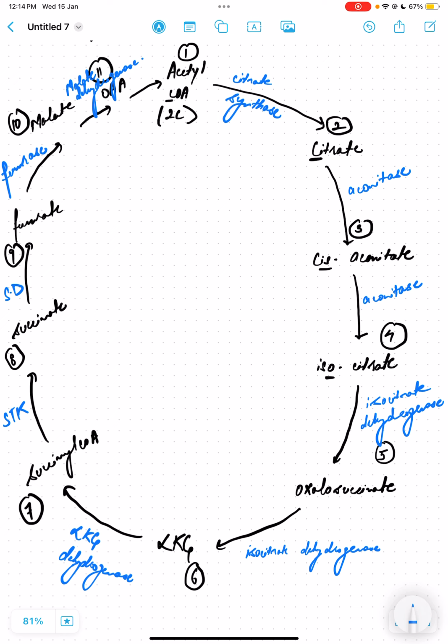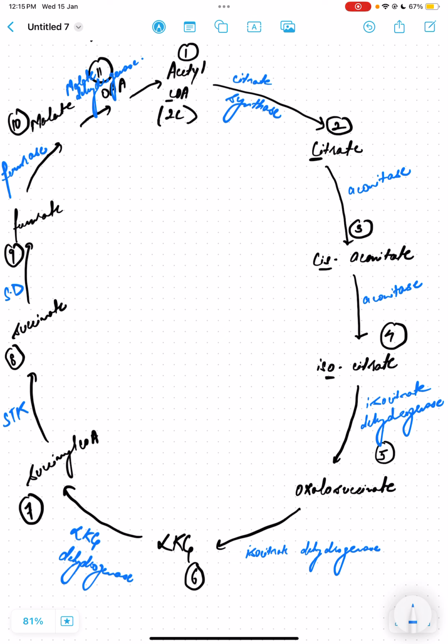Then succinyl CoA will convert into succinate with the help of enzyme succinate thiokinase. And succinate will convert into fumarate with the help of succinate dehydrogenase. Then fumarate will convert into malate with the help of enzyme fumarase. And malate will convert into oxaloacetic acid with the help of enzyme malate dehydrogenase.